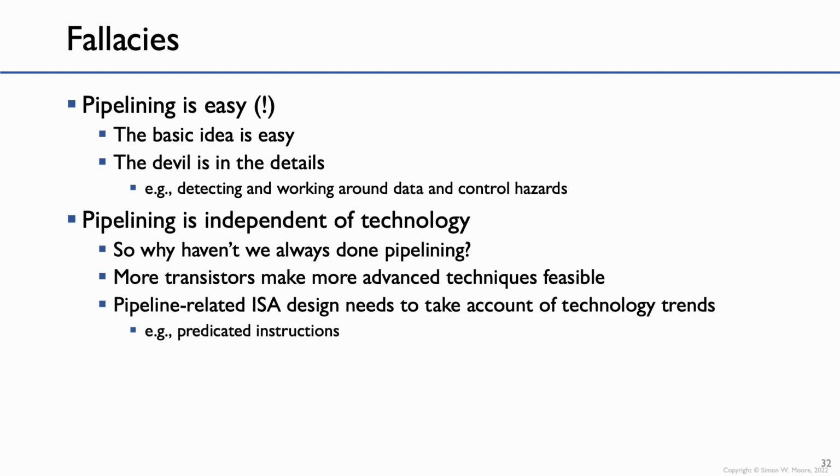And also, pipelining hasn't always been used. In the past, we haven't had nearly as many transistors to work with on a chip. It's meant that only more recently we've been able to use more of these advanced techniques because we have the transistor budget to implement them. Also, pipeline-related instruction set architecture design needs to take account of technology trends, and there are things like predicated instructions, whether those are a good idea or not. That's kind of a subject beyond the scope of this course.